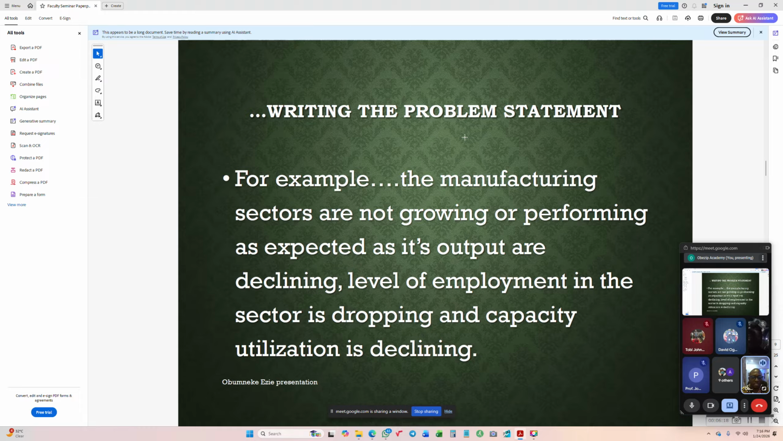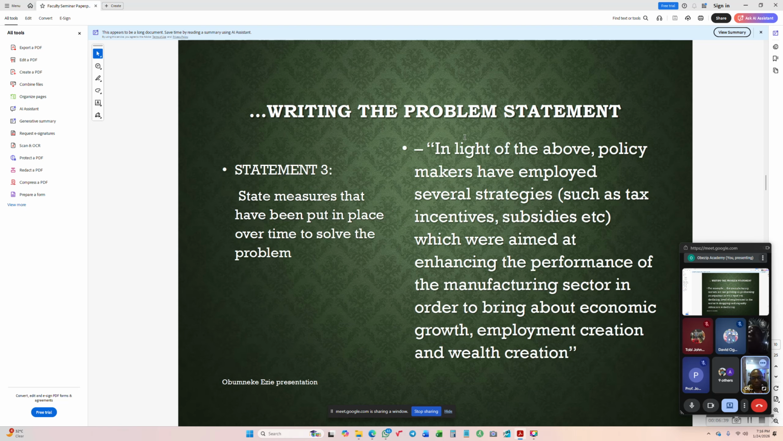Now, for an example, we could say that the manufacturing sectors are not growing or performing as expected as their output continues to decline. The level of employment in this sector continues to drop, and capacity utilization is also declining. So this is the reality on ground. But the ideal situation is that we expect them to do all of those we mentioned in statement one, but this is the reality on ground that we found ourselves in that made us want to go into this particular research.